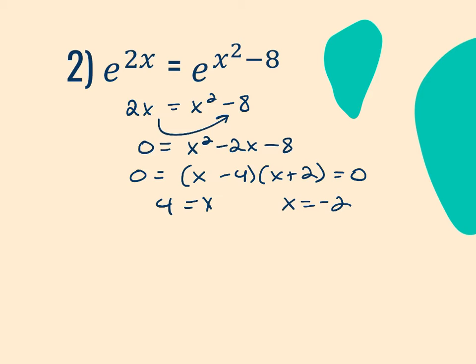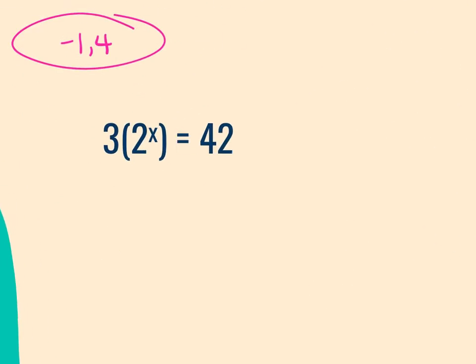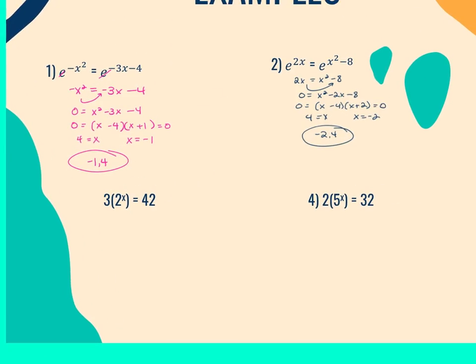All right, you still got -2, 4? Yes, good? Okay. So that's when it's 1 to 1. It would have been the same thing if the base was something other than e, as long as they're both the same, right? That's 1 to 1.